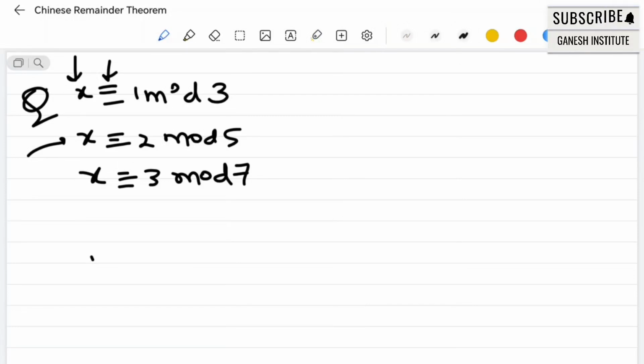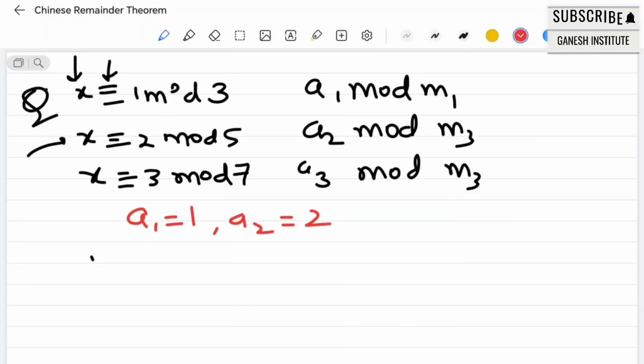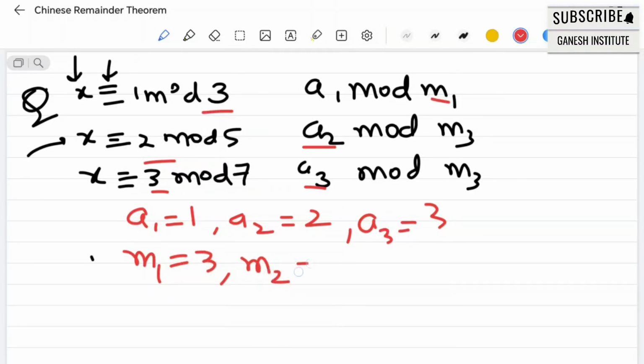First of all, you need to compare this as if it is a1 modulo m1, a2 modulo m2, and a3 modulo m3. So if I ask you what is a1 here, it is 1; what is a2, if you compare, this is 2; what is a3, this is 3. What is m1? After modulo we have m1, that is 3. What is m2? This is m2, okay, 5. And what is m3? 7.